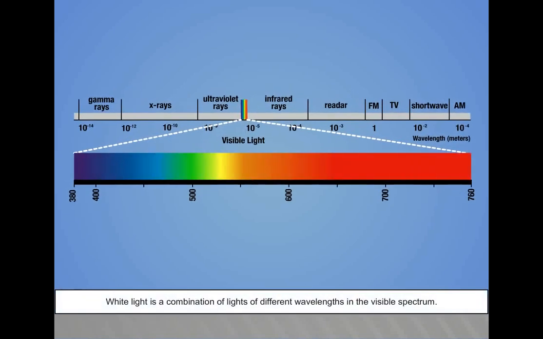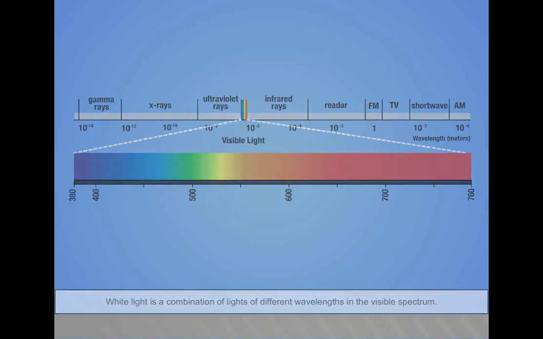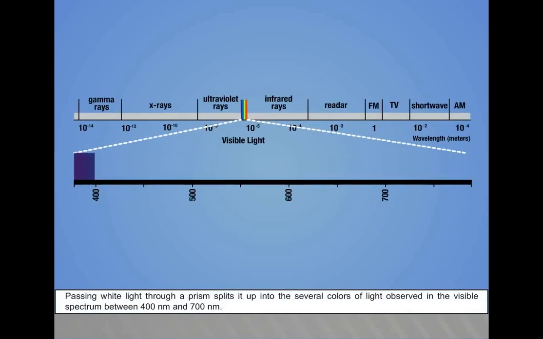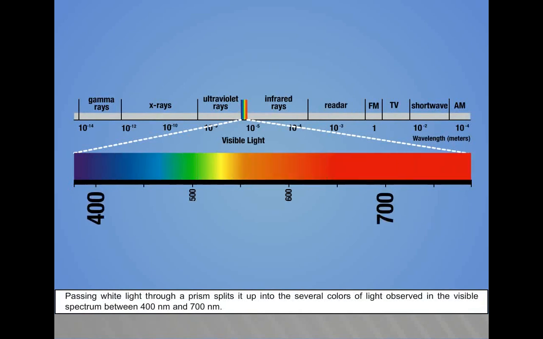White light is a combination of lights of different wavelengths in the visible spectrum. Passing white light through a prism splits it up into the several colors of light observed in the visible spectrum between 400 nanometers and 700 nanometers.